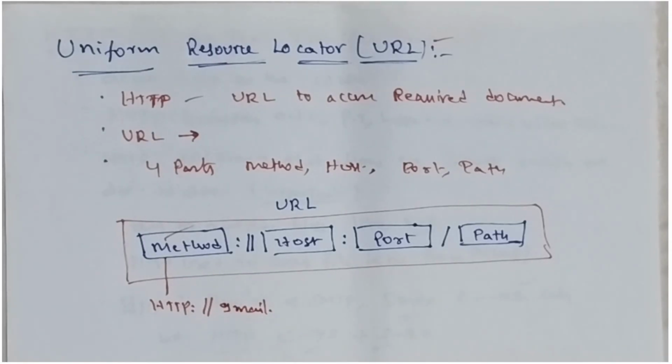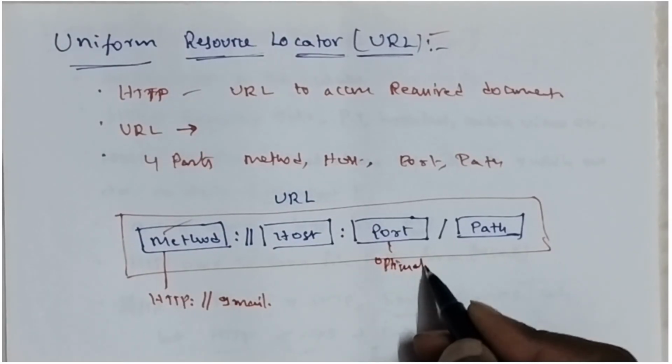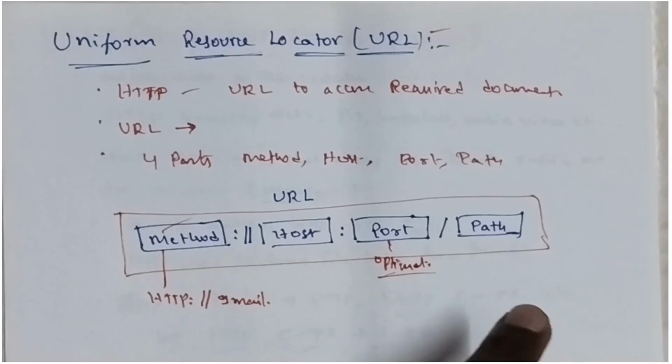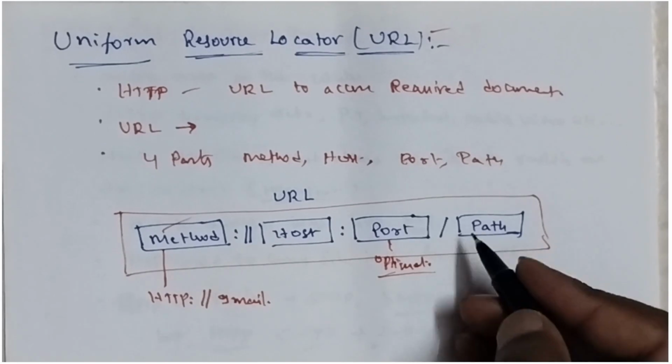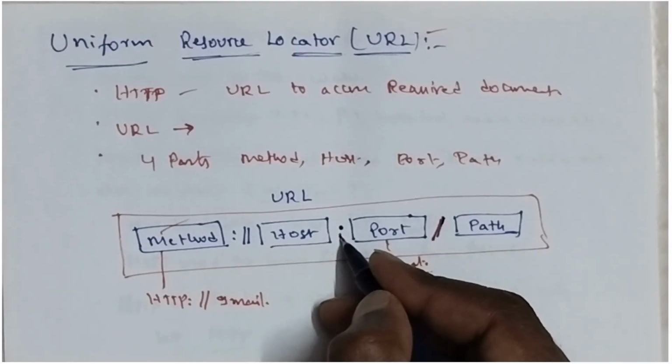Next, what is the port number? The URL can also contain the port number of the server, but it is optional, not mandatory. If the port number is included, then it must come between the host and the path. It is separated from the host by a colon.